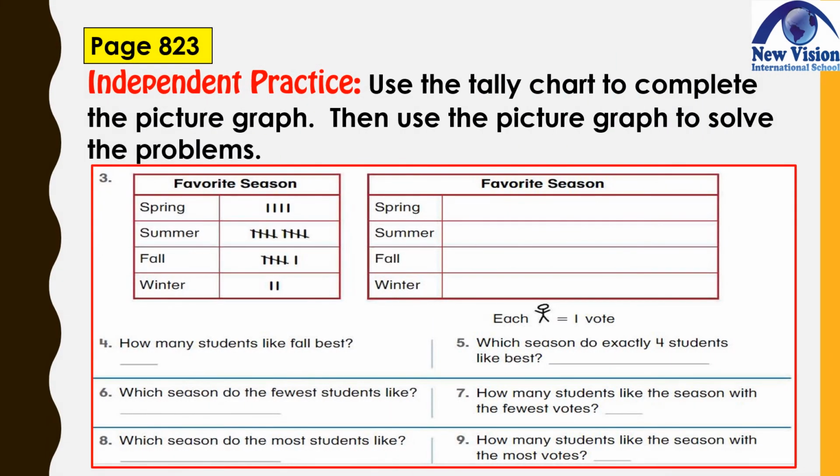For your independent practice, please open your book on page 823. Use the tally chart to complete the picture graph. Then use the picture graph to solve the problems. You can pause this video while you are answering this practice.